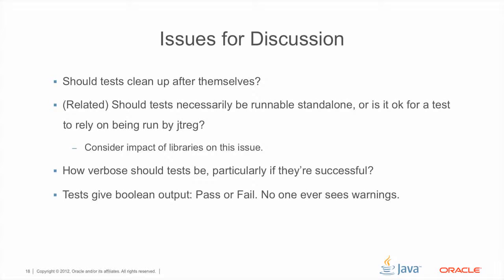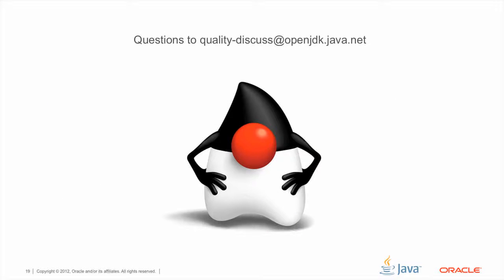So that concludes my presentation. There are lots of interesting issues raised here, some things that could be discussed, and further discussions that would be had in the future. If you're interested in discussing any of these issues, please tune into the Quality Discuss mailing list at openjdk.java.net.